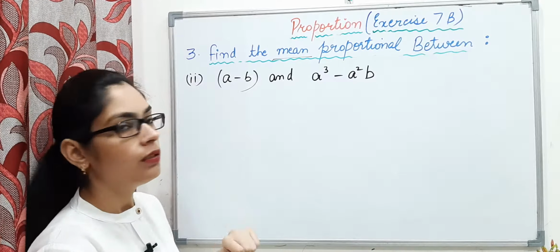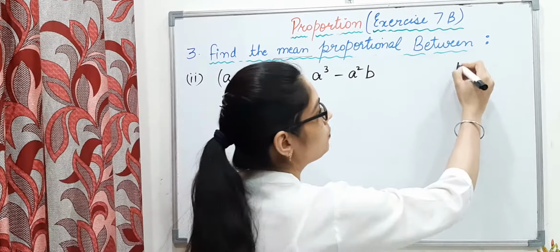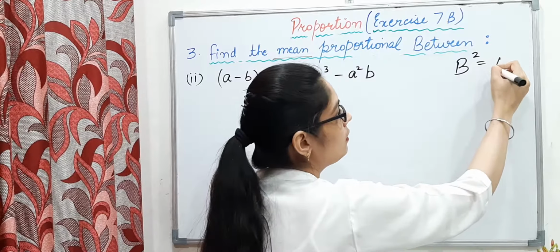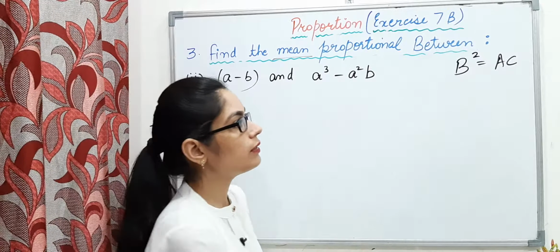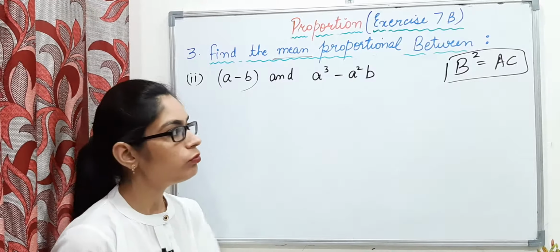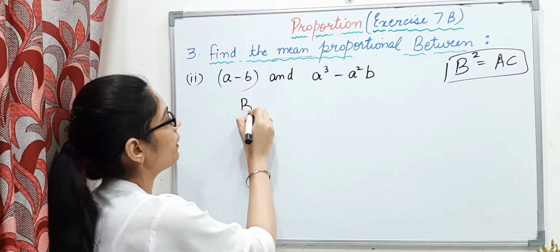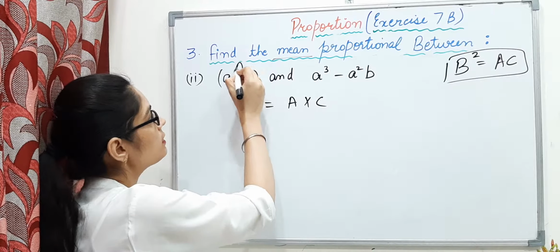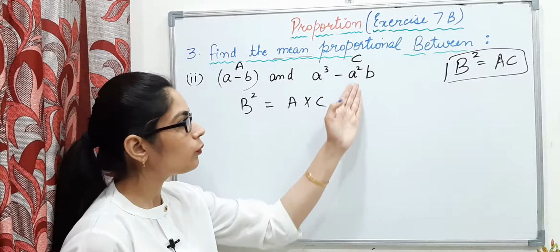In the second part, again we have to find the mean proportional. Mean proportional means this b we have to find, the middle one. So b square is equal to ac, because small a and b's are given, that is why I have written it in capital. So b square is equal to ac. Same formula we will use to find the mean proportional. So b square is a into c. A is a minus b, and c is a cube minus a square b.